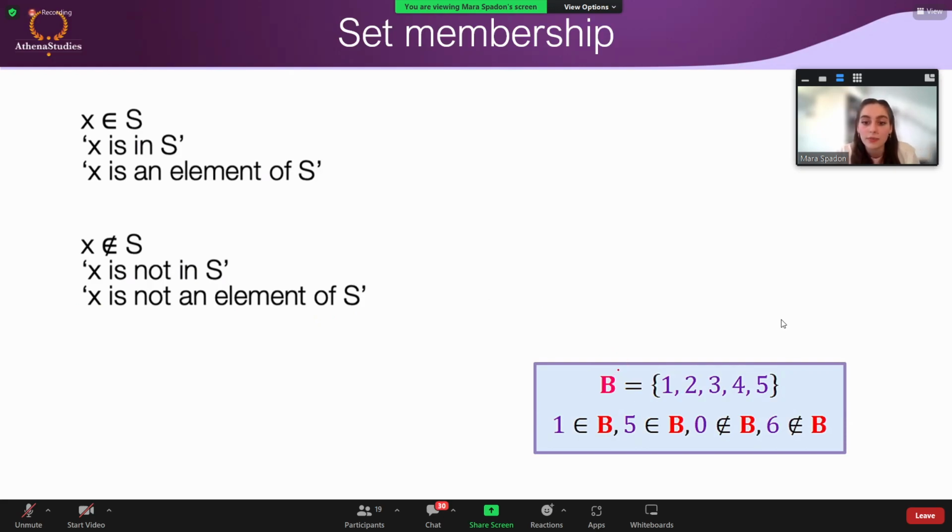So here's a little example. If we would have a set B containing 1 through 5, then 1 is an element of B and 5 is an element of B, right? Because they're right here. But 0 and 6 are not, because they're not in the set. So they are not elements of B. Okay, everything clear so far?